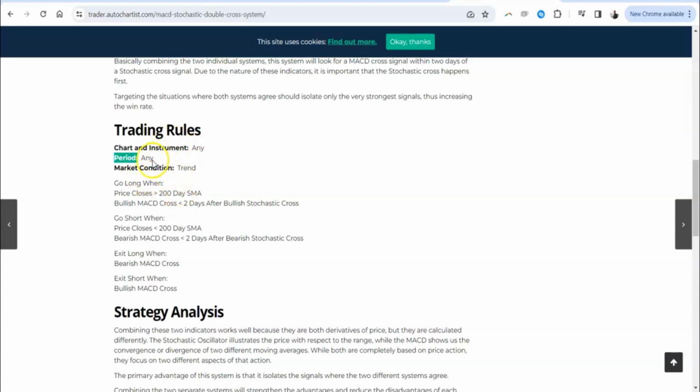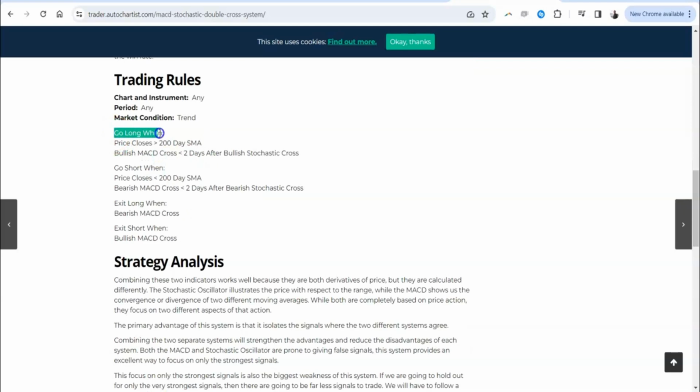Although when I was trying to backtest, I saw that for very small periods, for example, 30 minute, 1 hour, the strategy was not performing that well. However, if you go to higher granularity periods, for example, 4 hour, 8 hour, 1 day, that is when it started to show some promise. So just be mindful of that.